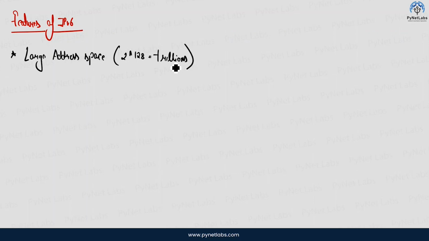which means that every single person can have one single IP over the internet and still won't be able to run out of the IPv6 addresses. So this is one thing about IPv6, that we do have a very large address space.